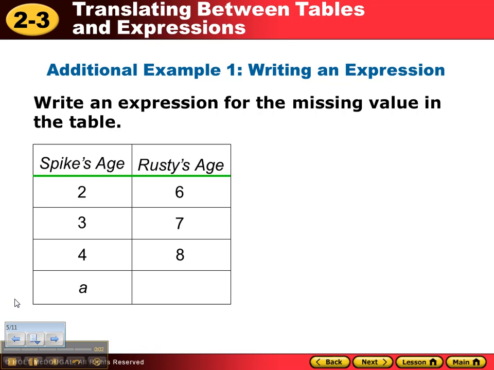I also learned how to translate between tables and expressions. I need to write an expression for the missing value in my table, and my expression is going to include both a letter and a number in it. I have Spike's age and I have Rusty's age. When I look at my table, I need to look for a rule of what's happening.